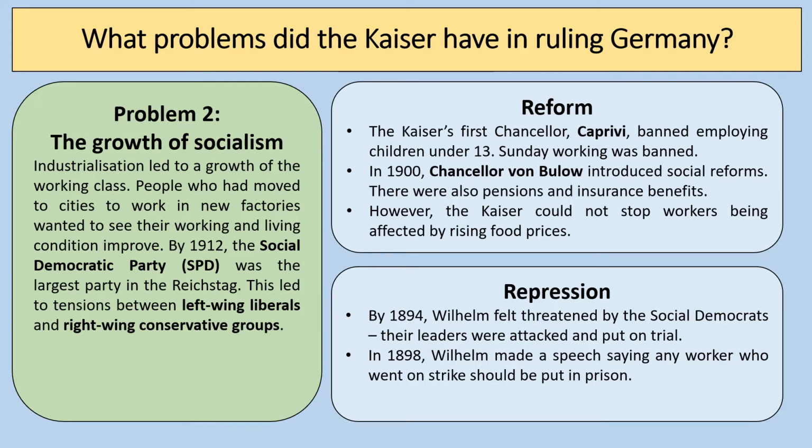Wilhelm felt threatened by the Social Democrats. Their leaders were attacked and put on trial. And in 1898, Wilhelm made a quite famous speech where he said any worker who went on strike should be put in prison. Really, the Kaiser wanted to use repression. He wanted to be autocratic, but he knew that he had to bring in some reform at the same time as well.